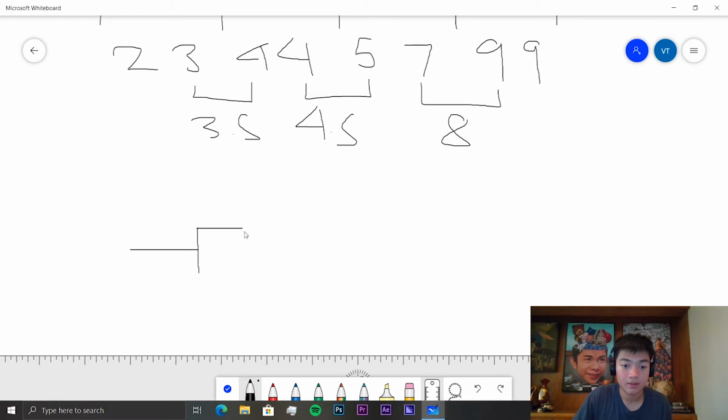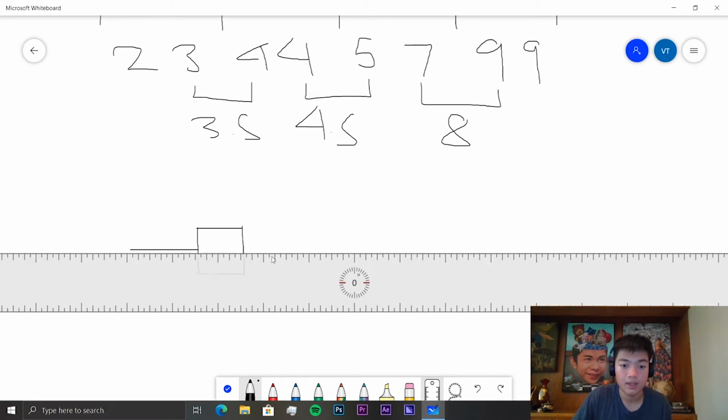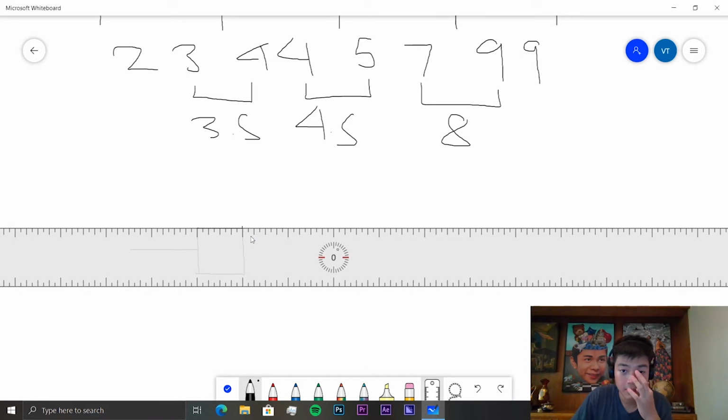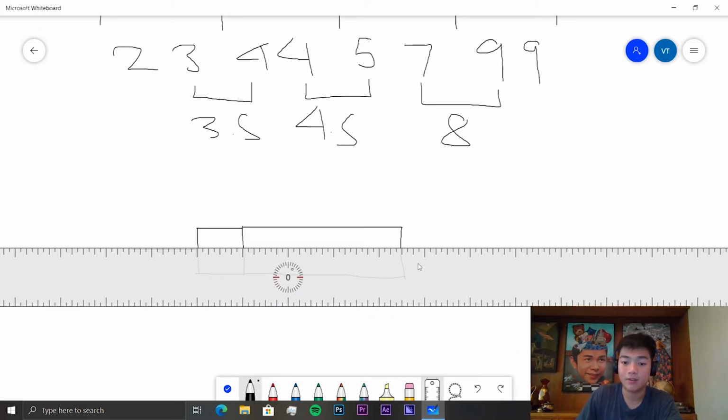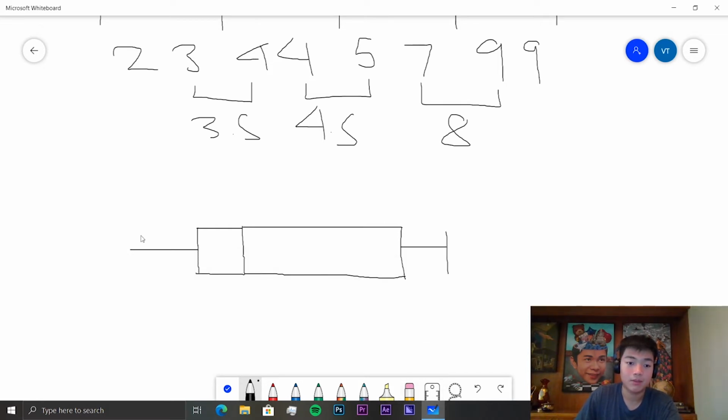This will be the median. And next we go from this box, which is 4.5, and we need to go to 8. So 5.5, 6.5, 7.5, 8. So this is the other side of the box. And finally, we draw a whisker from the third quartile to the final value. So from 8, we're going to go to 9. So it simply looks like this. So this would be a box and whisker plot of this data. The values are 2, 3.5, 4.5, 8, and 9.